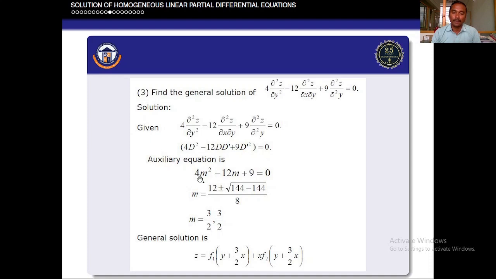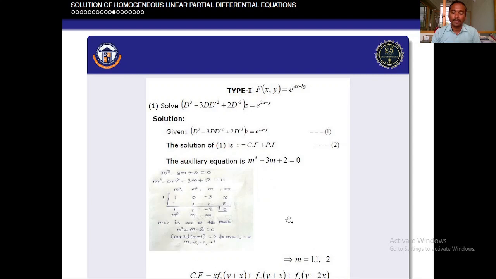The auxiliary equation is 4m square minus 12m plus 9 equal to 0. Use the quadratic formula to find the root values. That means m equal to minus b plus or minus square root of b square minus 4ac divided by 2a. Here a equal to 4, b equal to minus 12, c equal to 9. Using these values in the quadratic formula, we get the value of m. Here the m values are equal to 3 by 2. So the values are equal, and the general solution is z equal to f1 of y plus 3 by 2 x plus x into f2 of y plus 3 by 2 x.